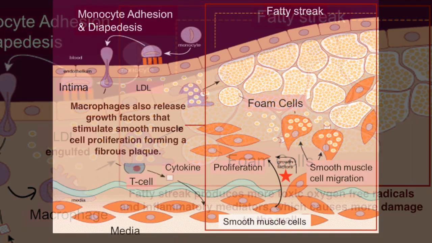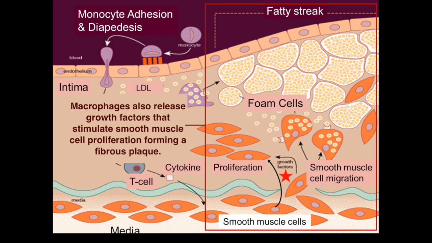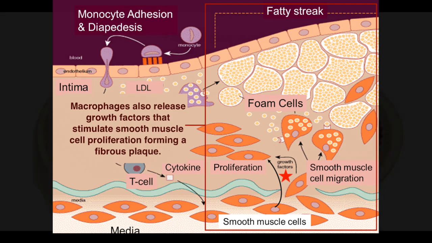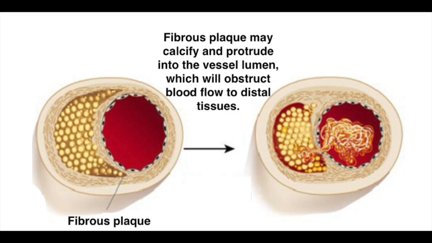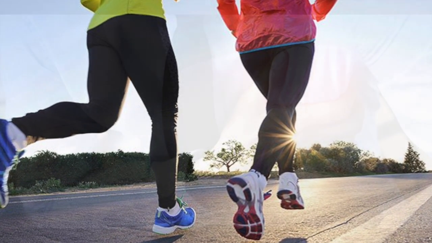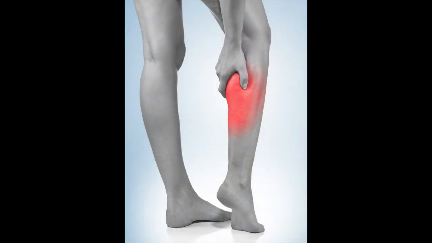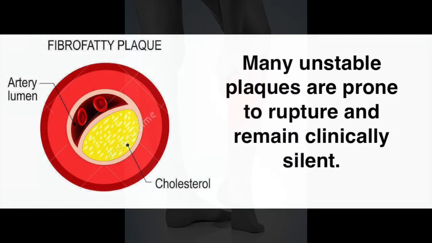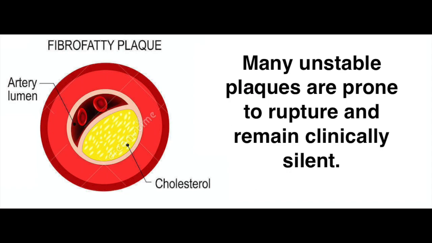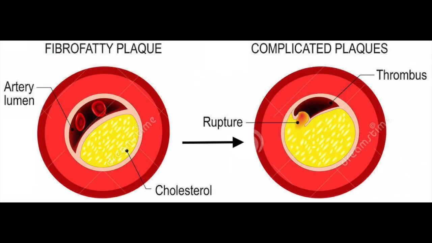This fatty streak produces more toxic oxygen free radicals and inflammatory mediators, and ends up creating more damage to the wall. Macrophages also release growth factors, which stimulate smooth muscle cell proliferation, forming a fibrous plaque on top of this fatty streak. This fibrous plaque may calcify, protrude into the vessel lumen, and obstruct blood flow to distal tissues, especially during exercise, which may cause symptoms like angina or intermittent claudication. Many plaques, however, are unstable, meaning they are prone to rupture even before they affect blood flow and remain clinically silent. On the other hand, plaques that have ruptured are called complicated plaques.